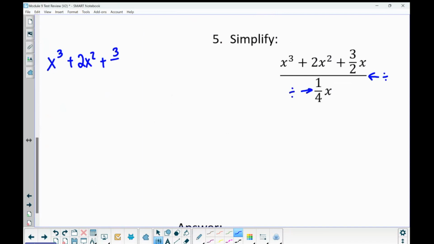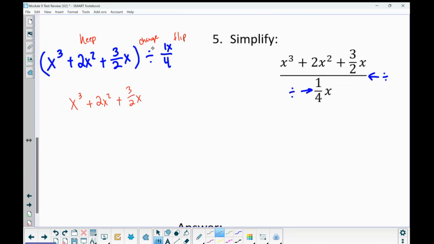So I've got my top. I'm going to put it in parentheses, and we're going to be dividing that by 1 over 4x. Now remember, this x is actually on top with the 1, so I can rewrite this as 1x over 4 if it makes it any easier. And now we're going to do keep, change, and flip. So I'm going to keep my x cubed plus 2x squared plus 3 over 2x. I'm going to change this division to multiplication, and I'm going to flip the 1x over 4 to 4 over 1x. And now you can think of it different ways.